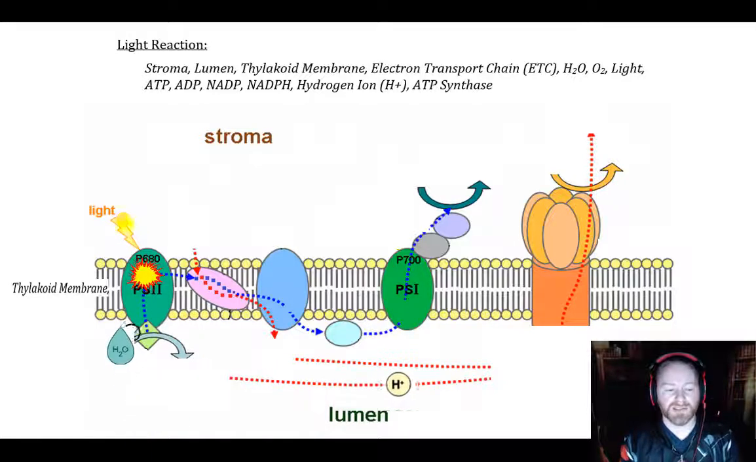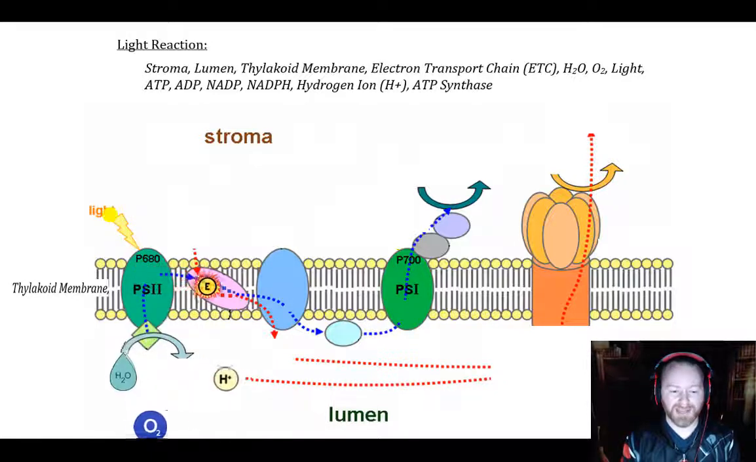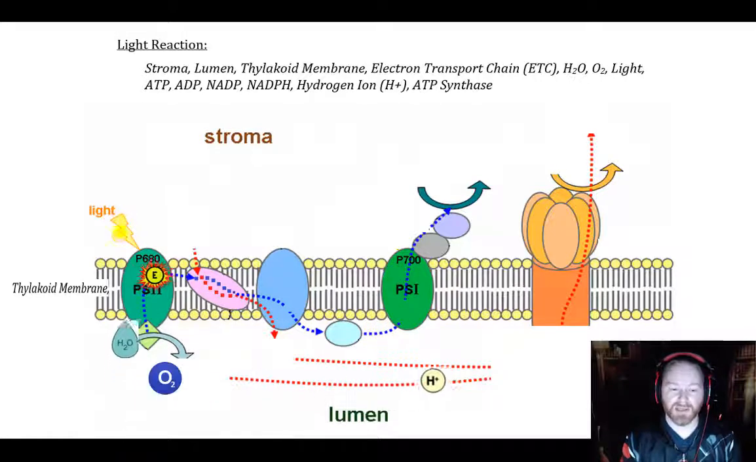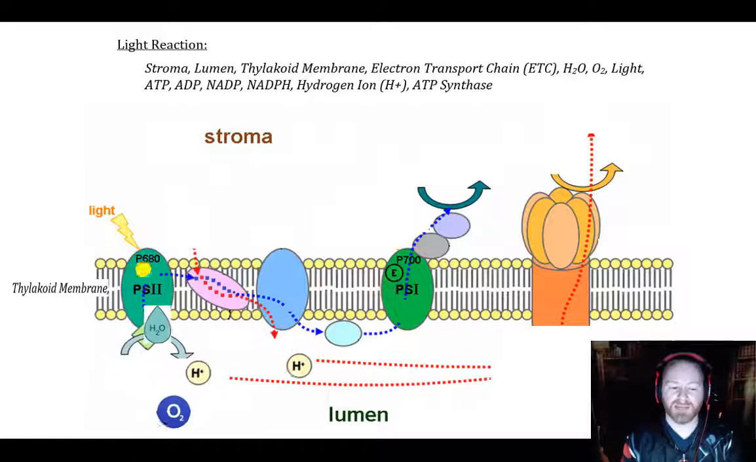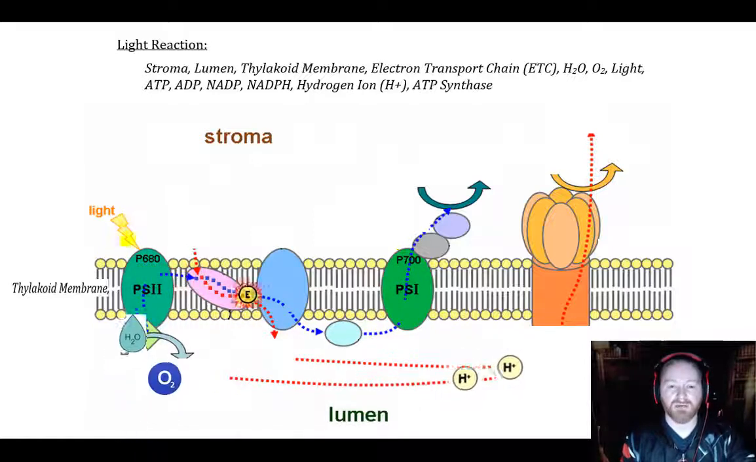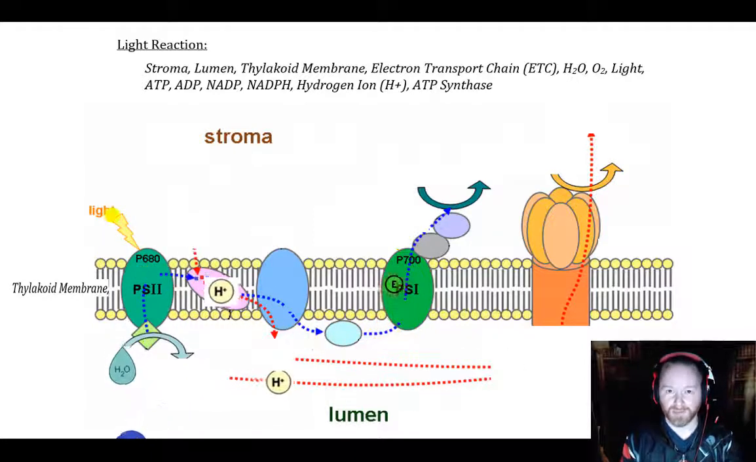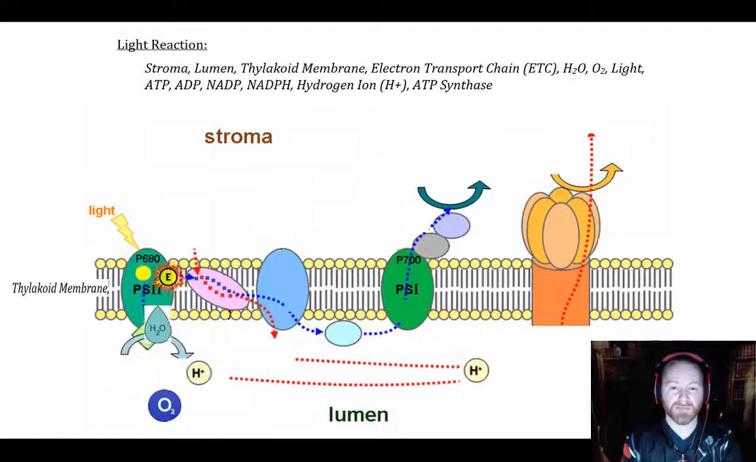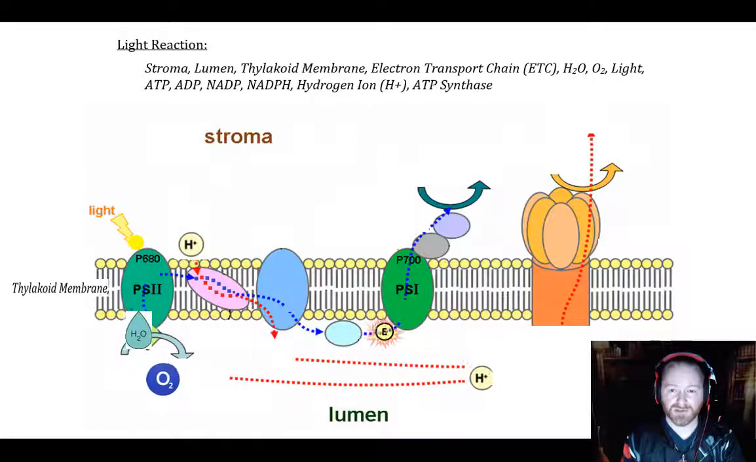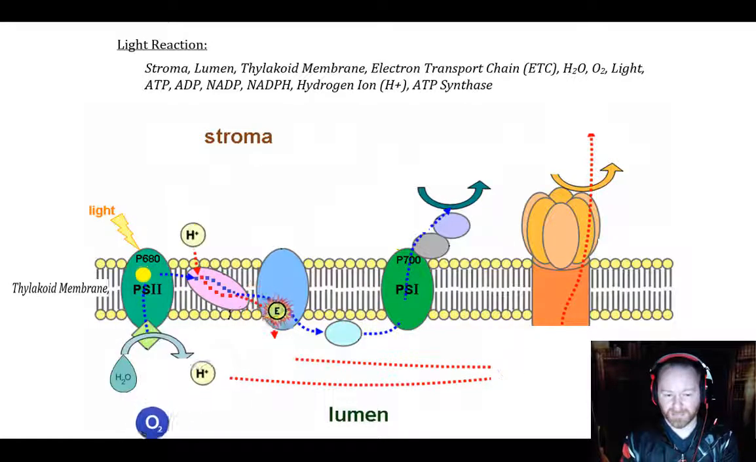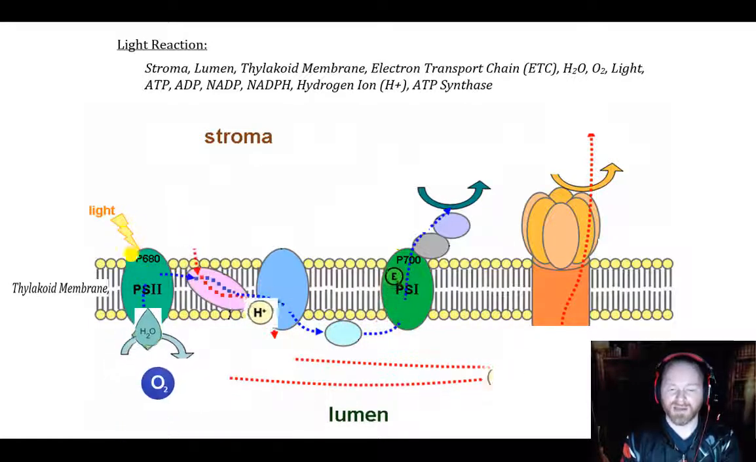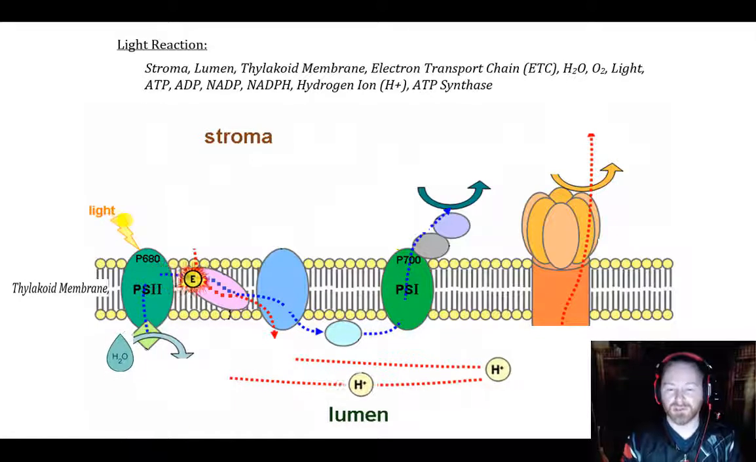So it goes through a small ETC, electron transport chain, and as it does, it's going to expend its energy. And what does it expend its energy doing? As it goes down, it pumps hydrogen ions, protons, from the stroma into the lumen. It's building up a high concentration of hydrogen ions in the lumen. And so every time it goes through, it pulls one in, and then that electron ends up in photosystem 2.